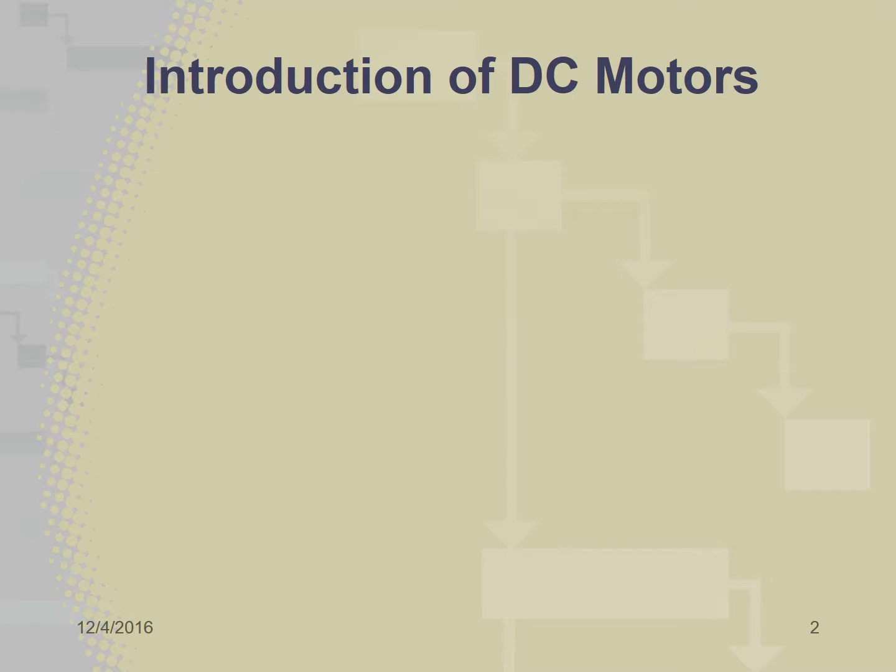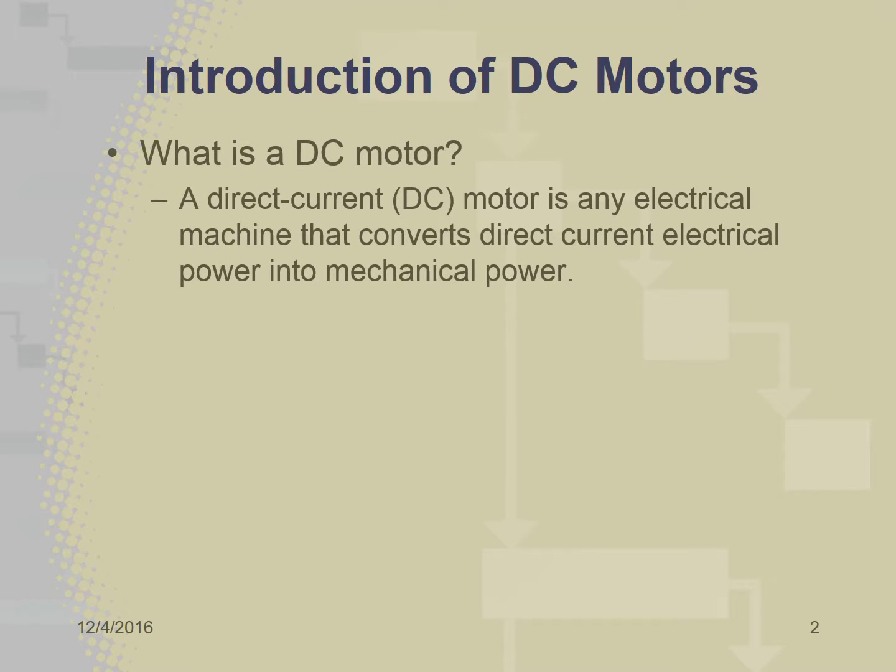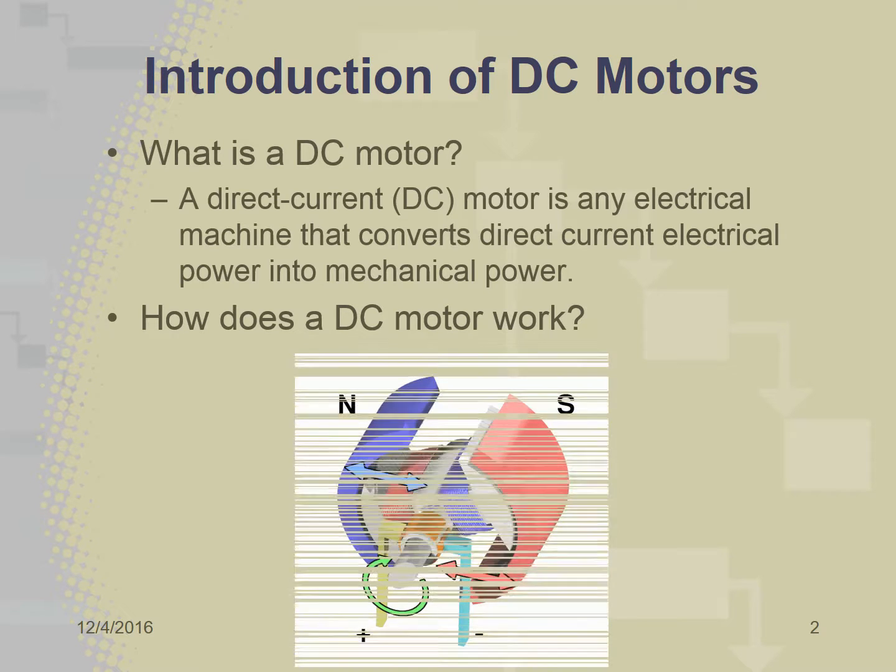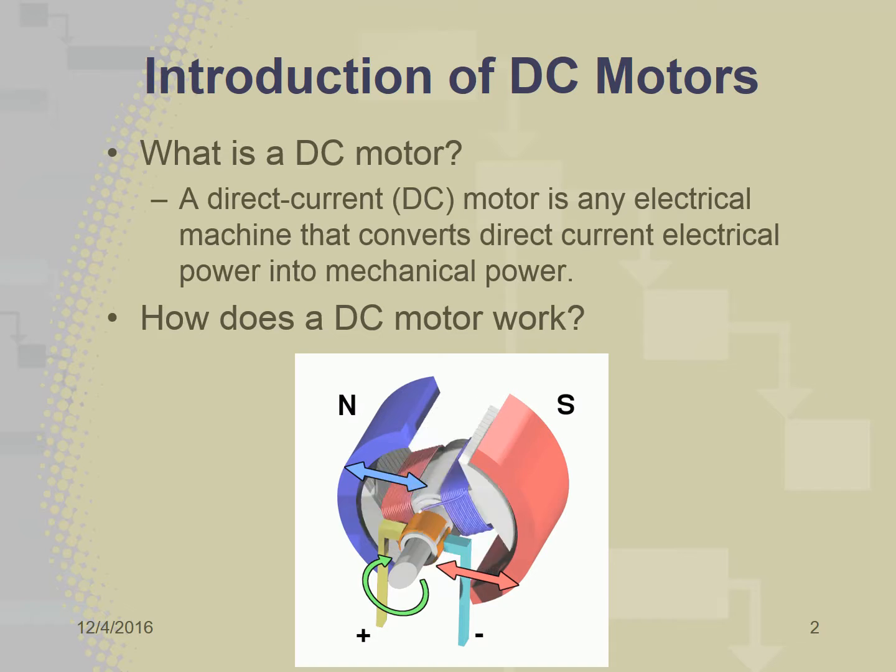To begin with, a direct current or DC motor is any electrical machine that converts direct current, electrical power, into mechanical power. So how does a DC motor work? A DC motor is rotated by the torque created from the magnetic force when electrical current passes through the copper coils. There are poles in a DC motor, and the magnetic field is directed from north to south. Thus, the moving magnetic field converts electrical energy into rotational mechanical energy.